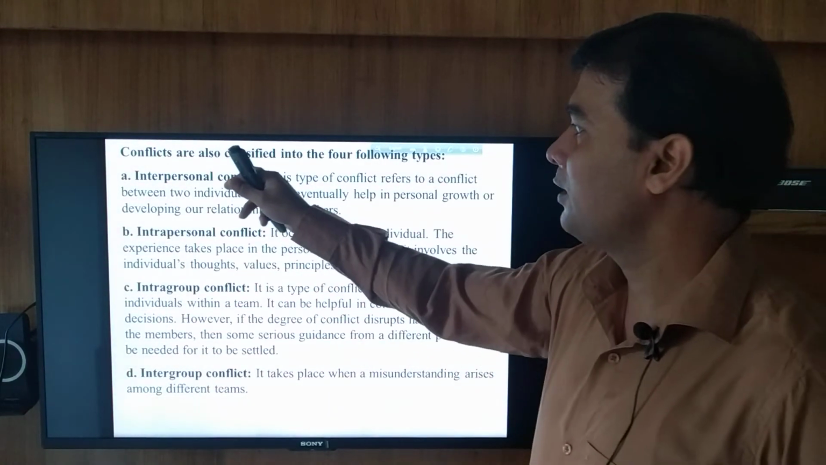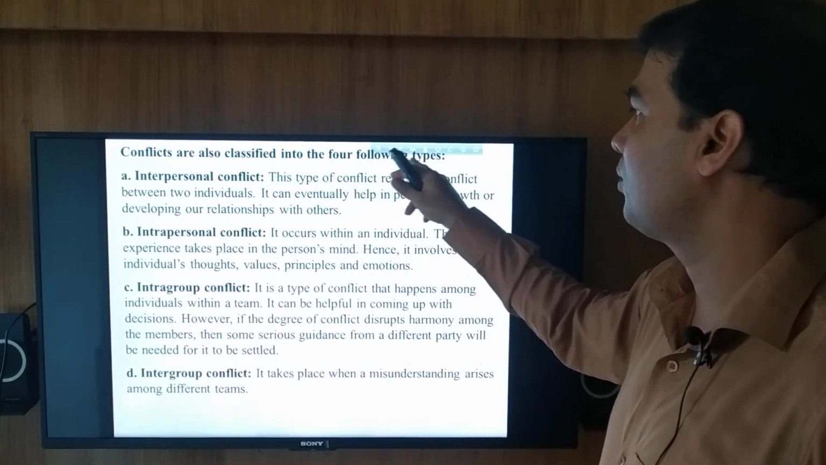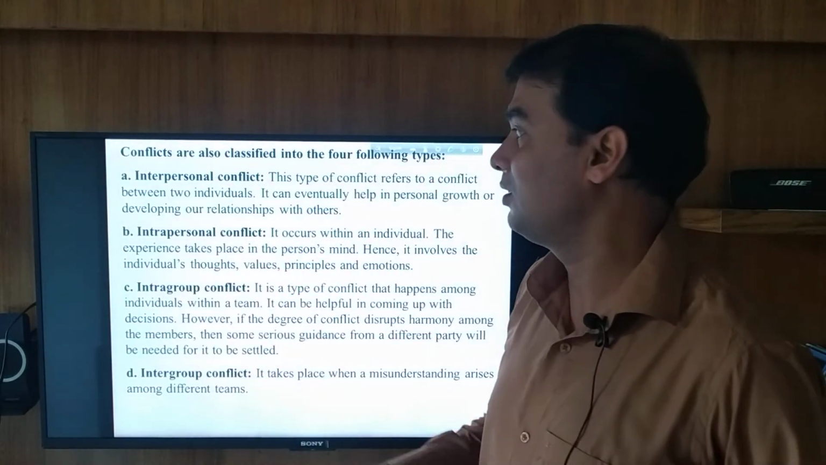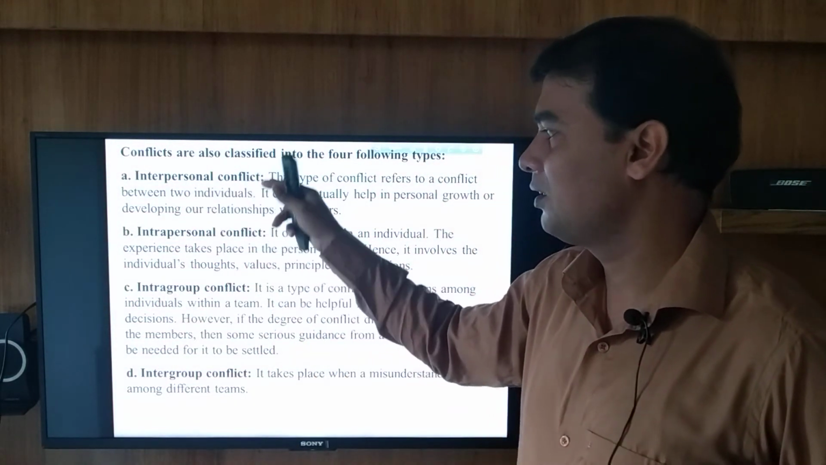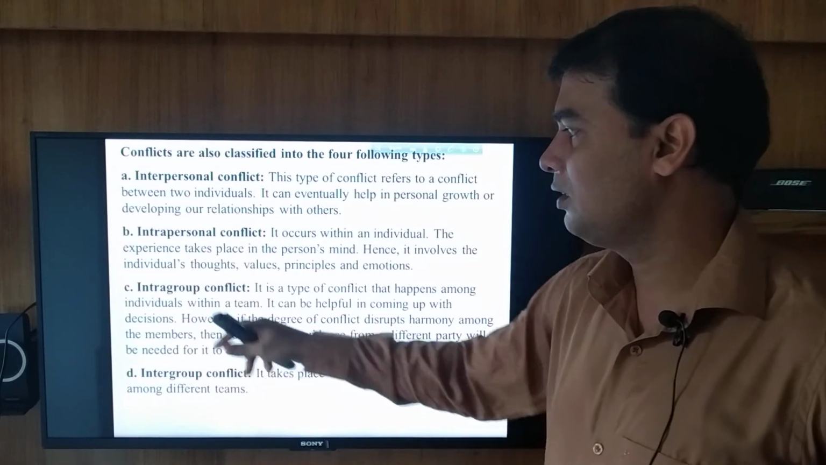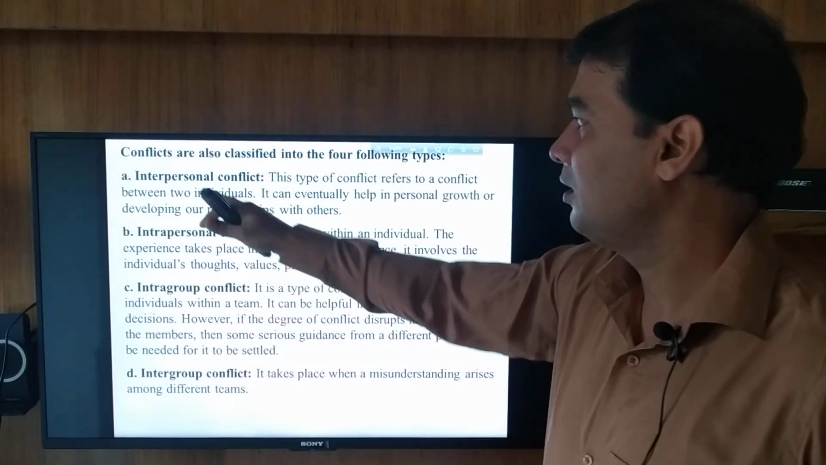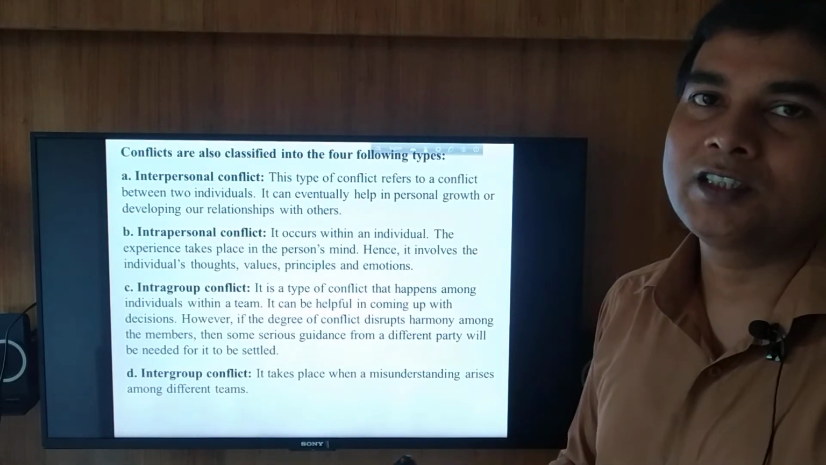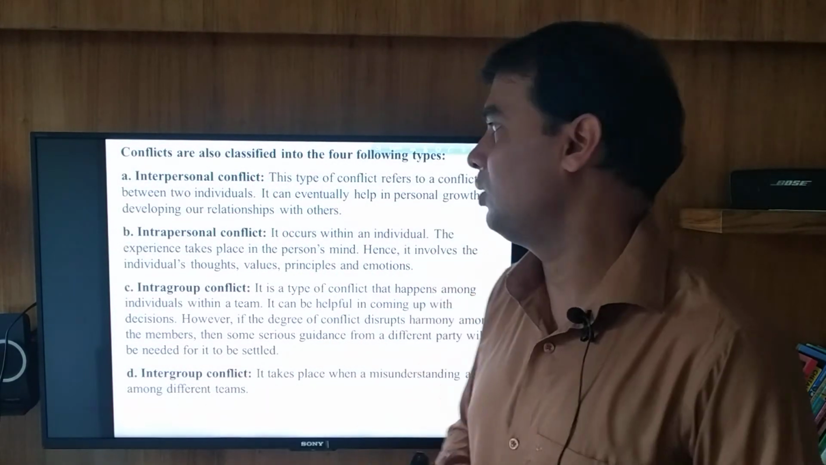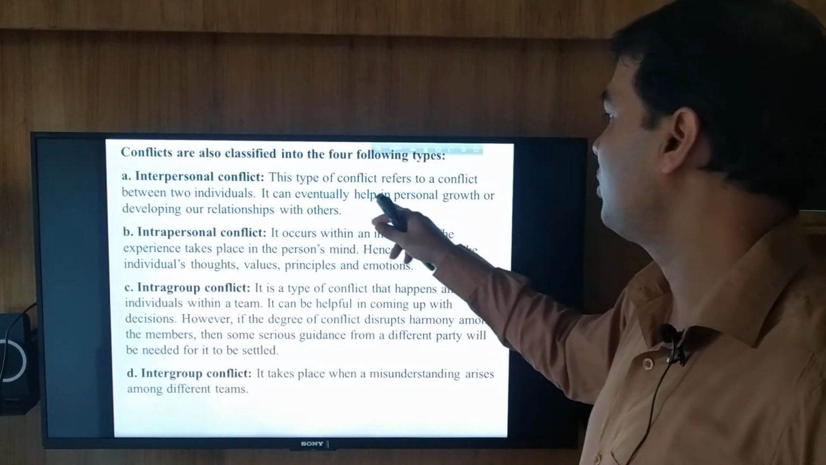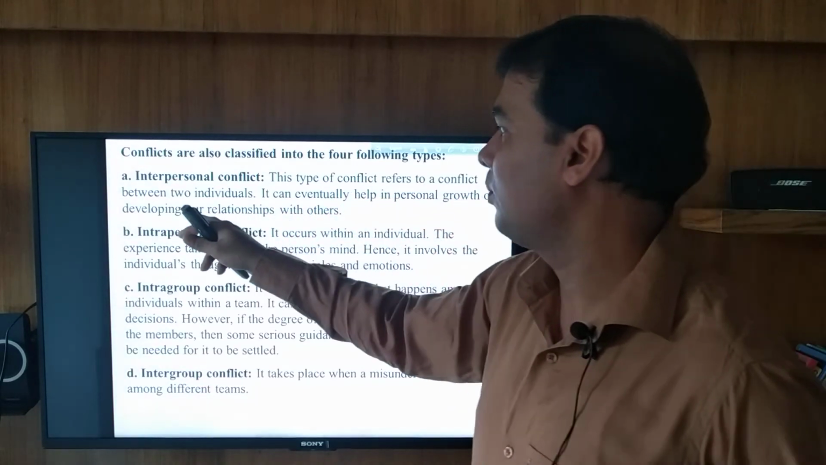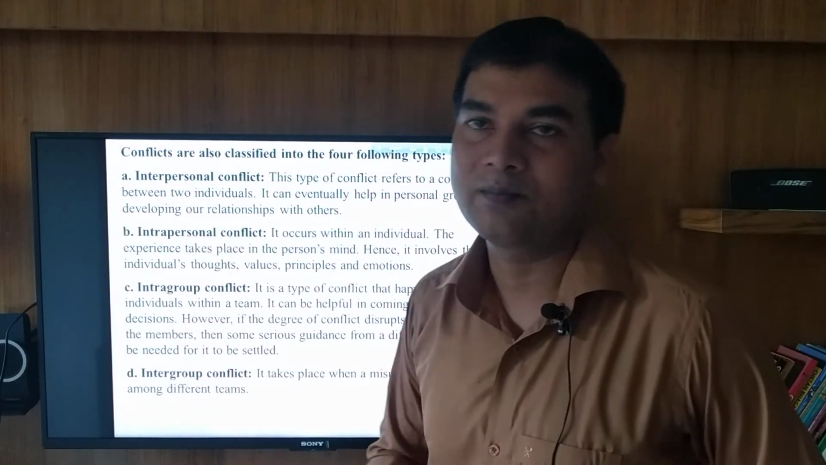Next, conflicts are also classified into the following four types. This is very, very important. Interpersonal conflict, intrapersonal conflict, intragroup conflict, intergroup conflict. Interpersonal conflict: this type of conflict happens between individuals. It can eventually help in personal growth and in developing our relationships with others.